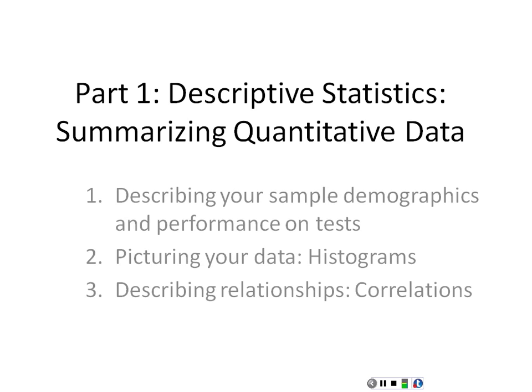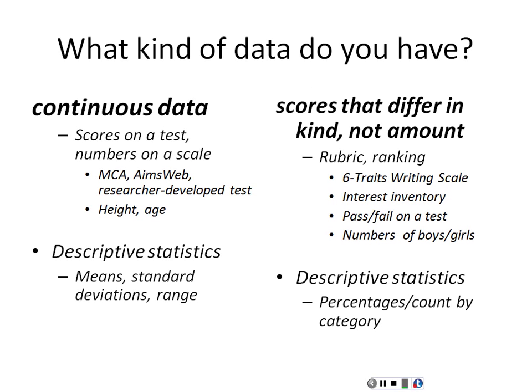First of all, you want to describe your sample demographics. How many boys, how many girls, their performance on tests. You also want to take a look at what your data looks like. That's called a histogram. Does it look like it's rather normally distributed or not? And in this section are also correlations, which describe relationships among variables. So let's take a look at what kind of data you have.